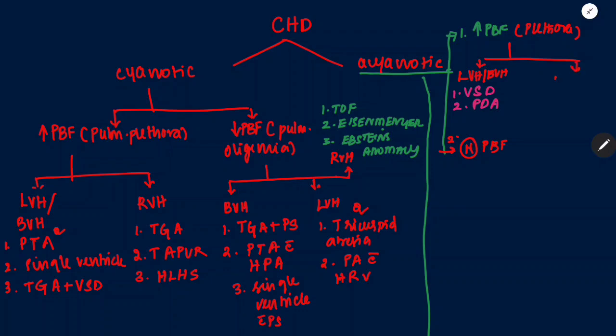Next, obviously, we have to see which conditions will have right ventricular hypertrophy. The very important condition there is ASD. So this is a question. ASD. Why ASD? ASD with right bundle branch block will have this right ventricular hypertrophy. And the second one is PAPVR, partial anomalous pulmonary venous return.